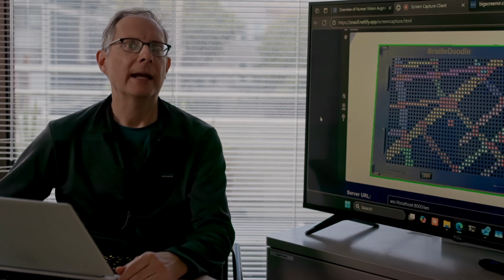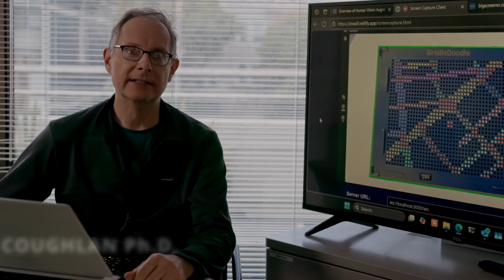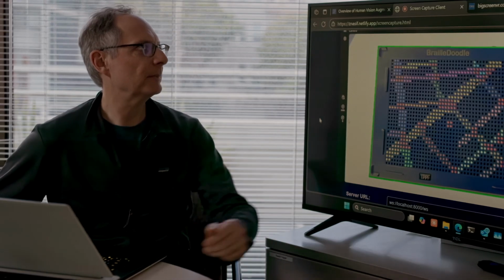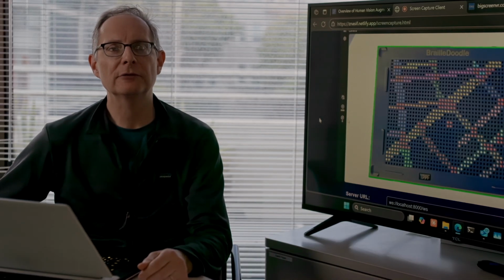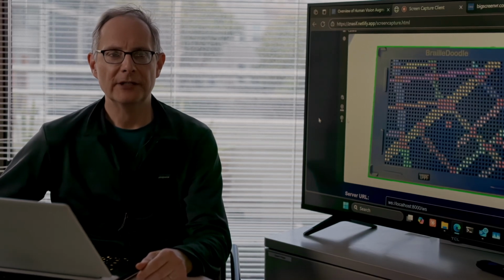This is another application of the Cameo project, Cameo being camera input output. And the idea behind Cameo is to make tactile materials interactive. And here on the screen we have a picture of the Braille Doodle. So the Braille Doodle is a commercial tactile device. It's affordable, it's only $150.